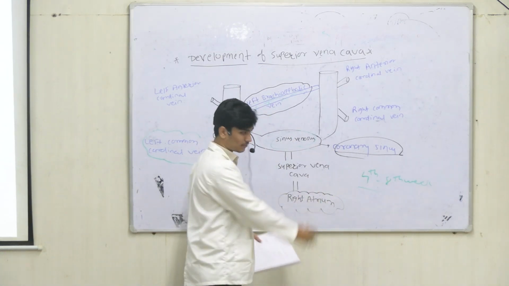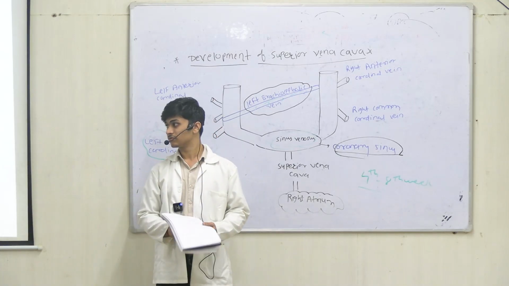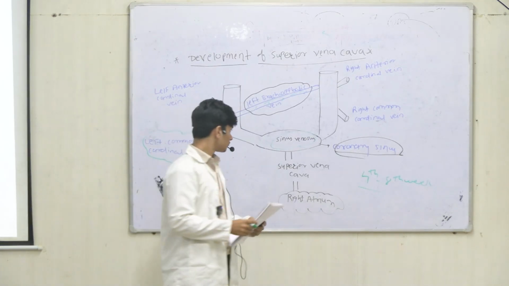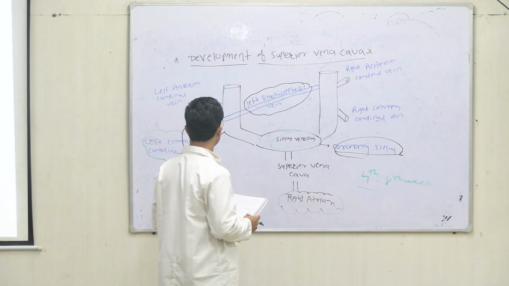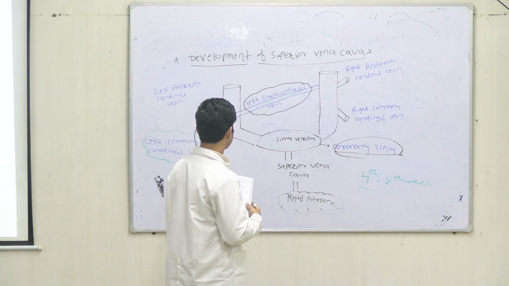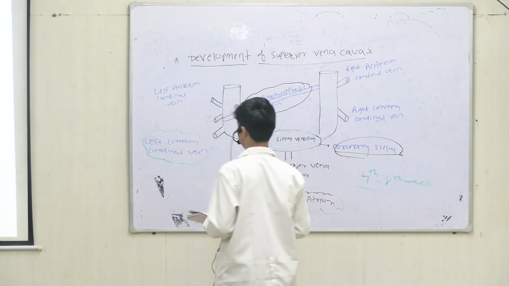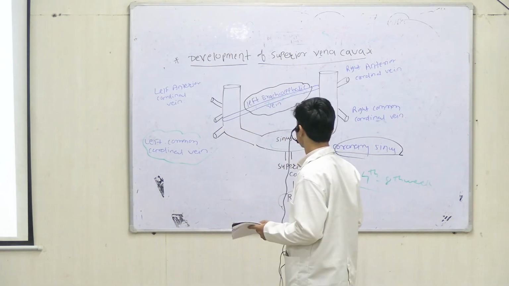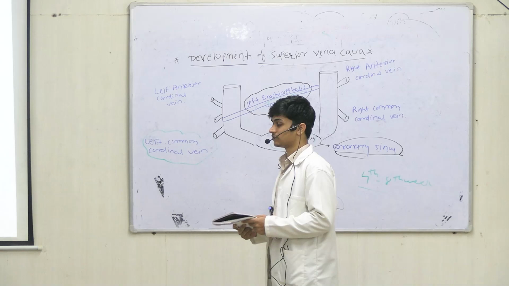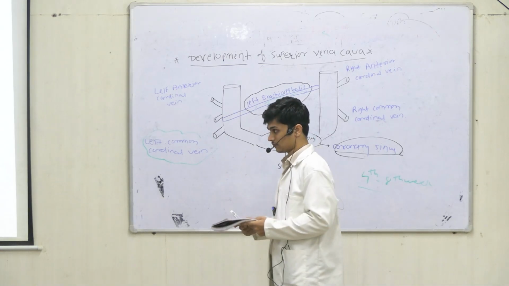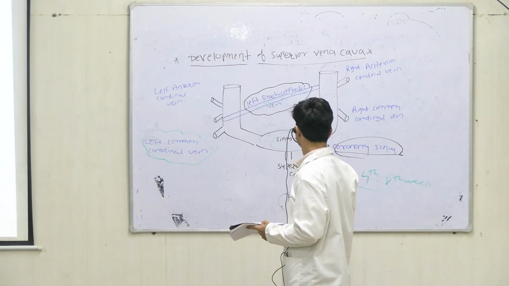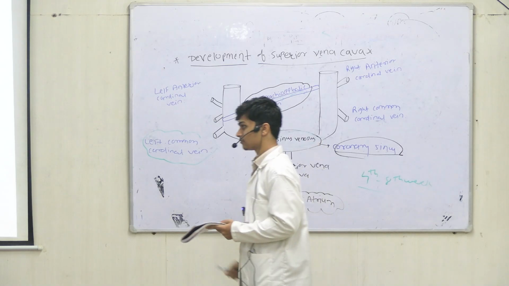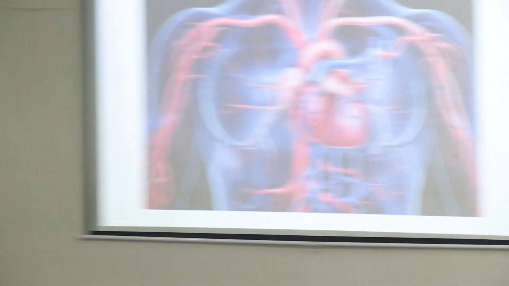Okay, remember the point, the right and left anterior cardinal vein forms an anastomosis. That anastomosis later develops into your brachiocephalic vein. Okay. The remaining left common cardinal vein joins your sinus venosus. These two structures together give a derivative, that is coronary sinus. Okay. These are the important points we should remember in the development of superior vena cava.